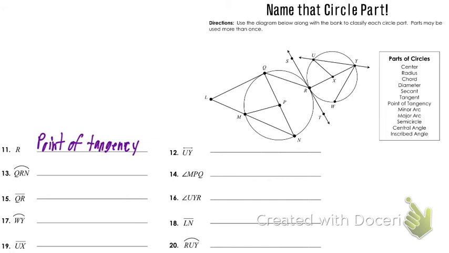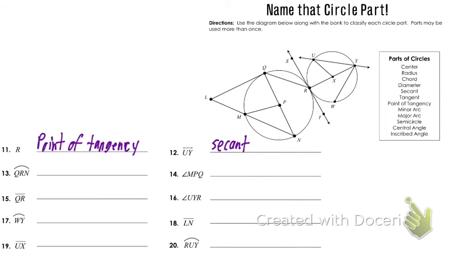Alright. 12, the line UY. Aiden. Not quite. Nope. Secant. It's a line that contains the chord. So a chord would be a segment.